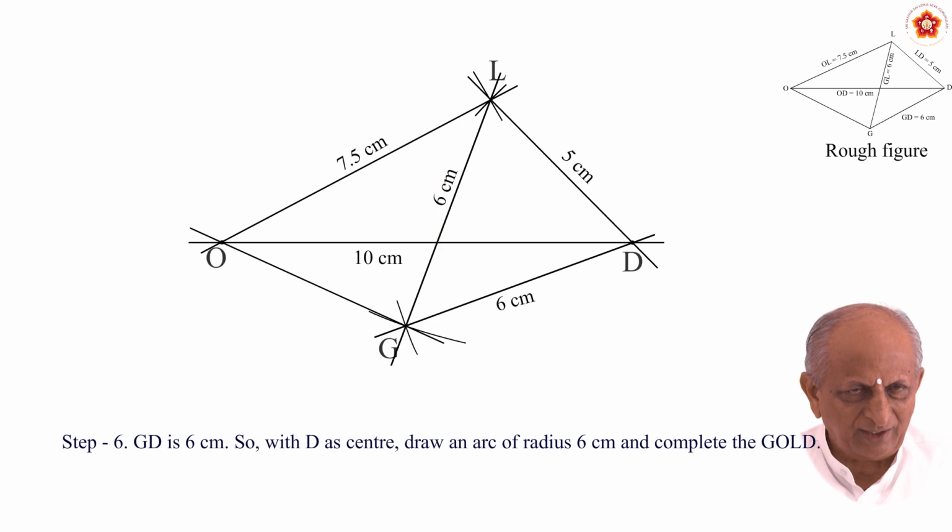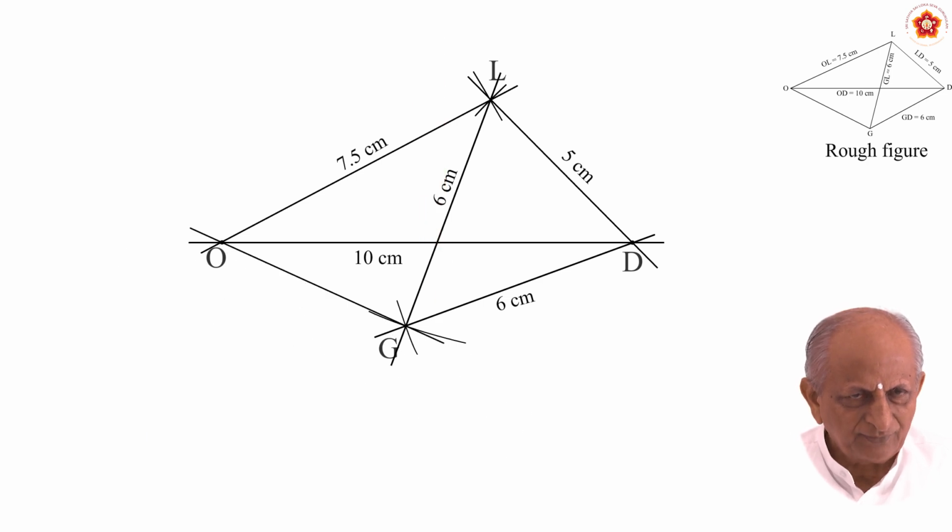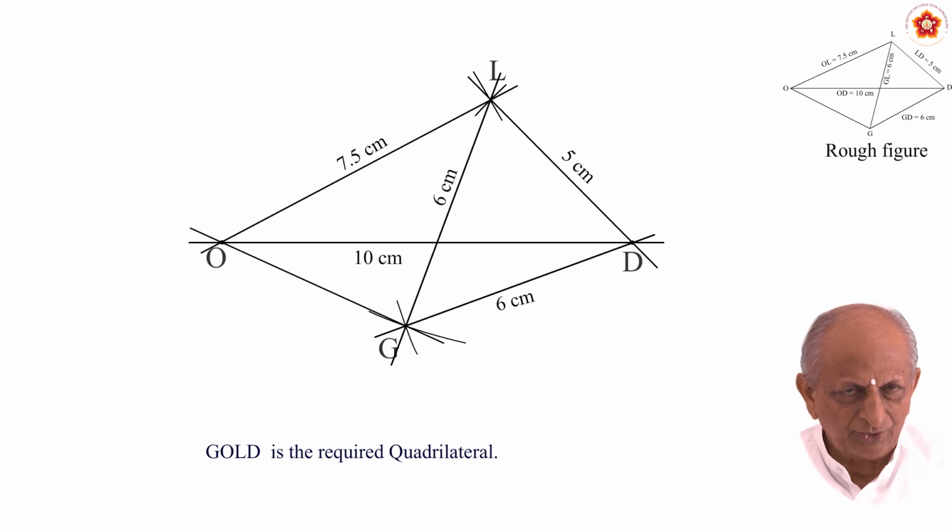Here two diagonals are there. One is called OD, another is called LG. Now what did we get? We got the required quadrilateral called GOLD. G-O-L-D.